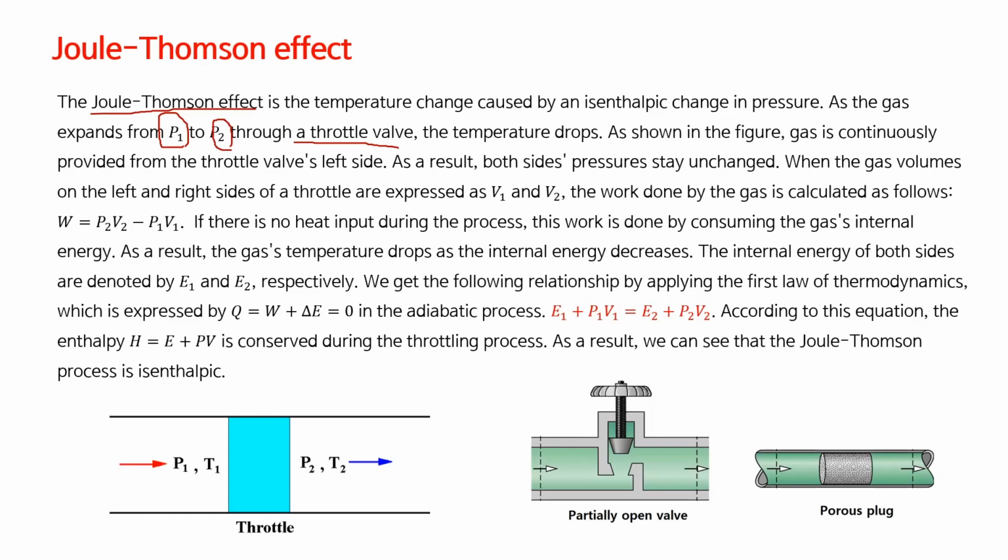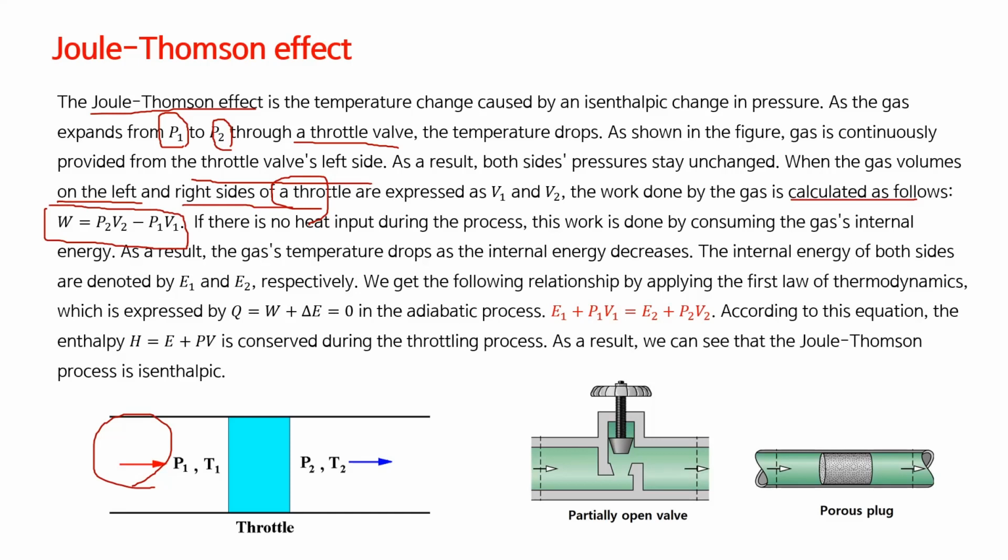As shown in the figure, gas is continuously provided from the throttle valve's left side. As a result, both sides' pressure stay unchanged, while the gas volumes on the left and the right sides of the throttle are expressed as V1 and V2. The work done by the gas is calculated as follows. This relationship.